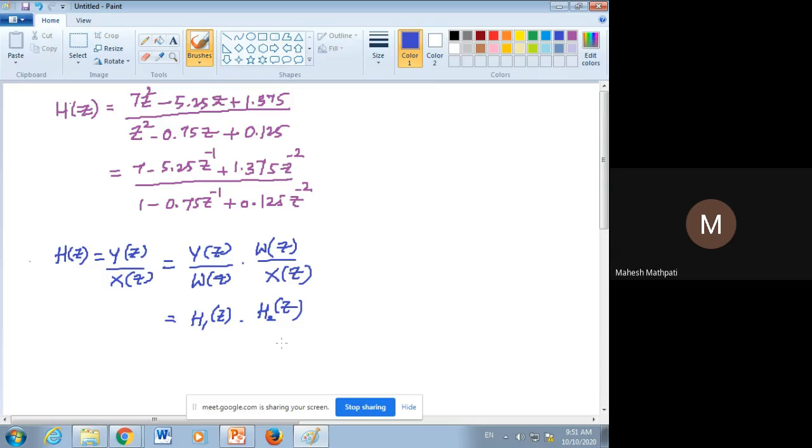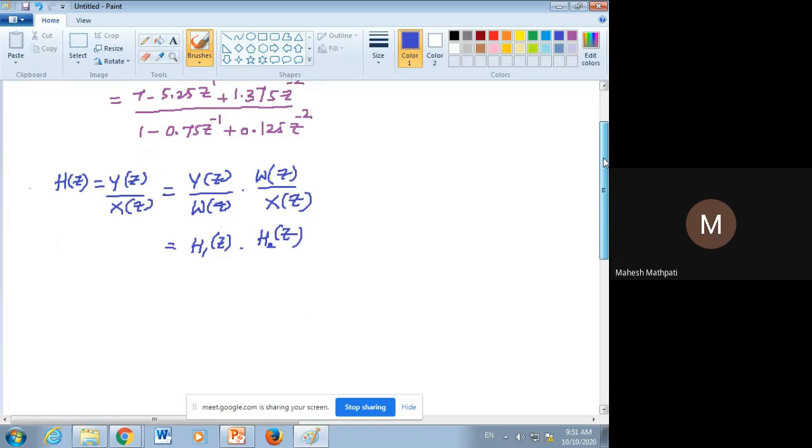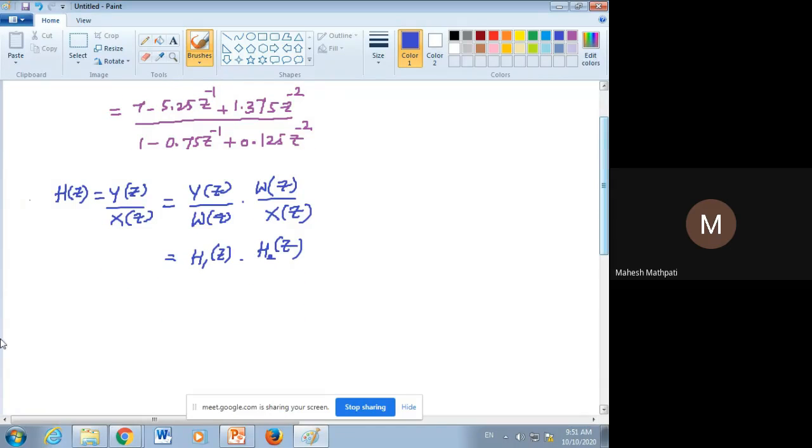Can we write like this? Yes? Any difficulty in understanding this? Right. So then further, if you compare this with the above equation, then what can I write, what is the value of H1 of z? So tell me, what will H1 of z be here? H1 of z equals, we'll solve first for H1 of z. H1 of z equals Y of z divided by W of z, which equals, what can we write now?